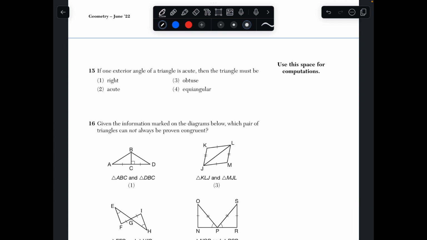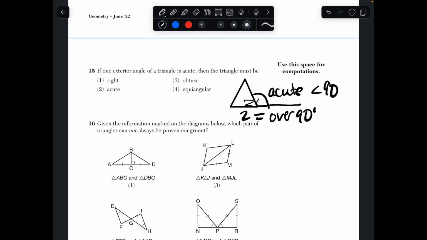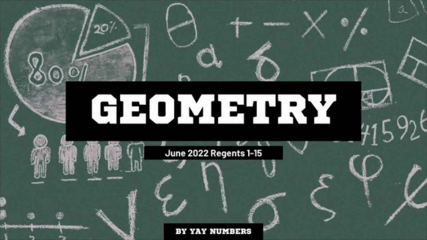And the last question of this video, question number 15. If one exterior angle of a triangle is acute, then the triangle must be... All right. I like to draw these as well. So this is how I draw these type of problems. Not very to scale, but if this angle is acute, less than 90 degrees, that must mean, if these are supplementary angles, if 1 and 2 are supplementary, they have to equal 180. So that means 2 must be over 90. And an angle over 90 degrees is obtuse. So this triangle is an obtuse triangle. That is the June 2022 Regents Geometry answers for questions 1 through 15.